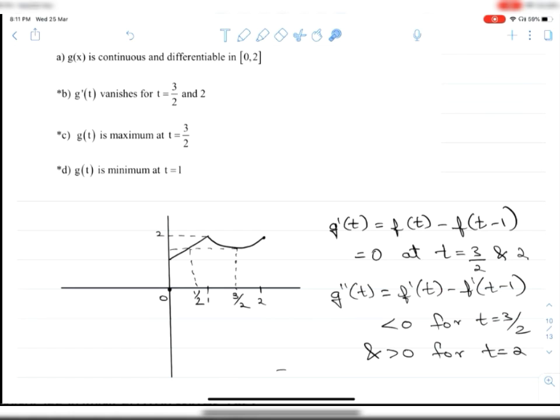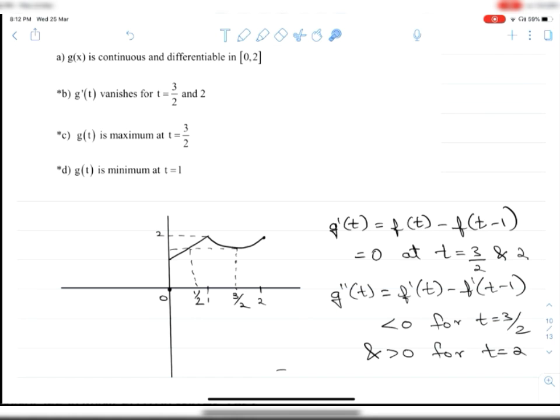Okay. There won't be any 1 value, but at g double dash of x, what is happening? If g double dash of t is less than 0 at 3 by 2 and is greater than 0 for t equals 2, it will attain minimum value at t equals 2. Because the slope again I have observed.